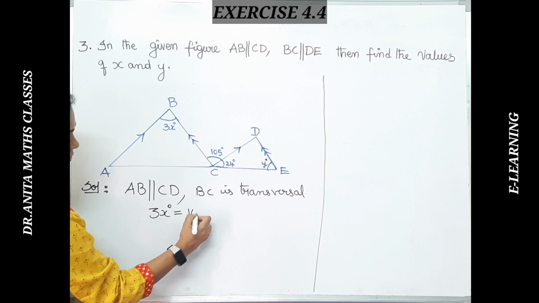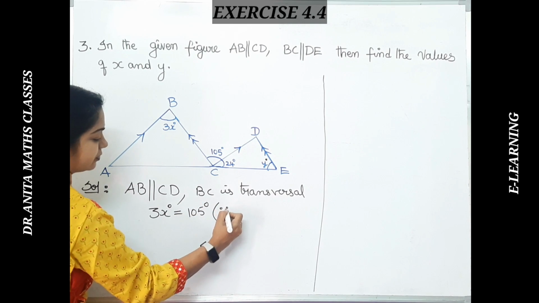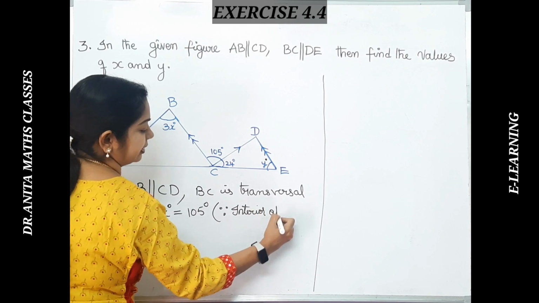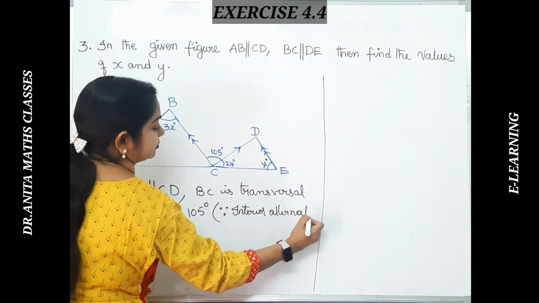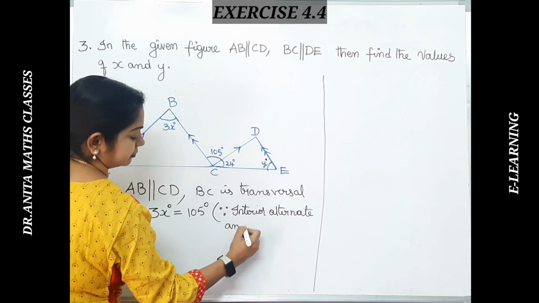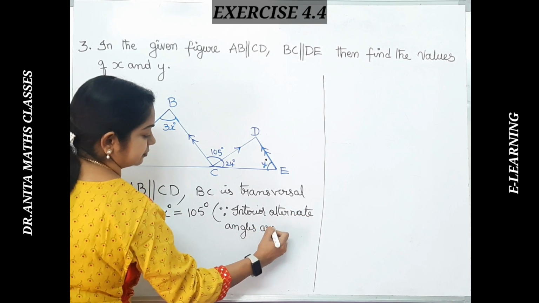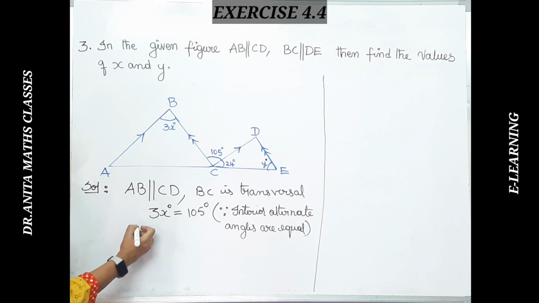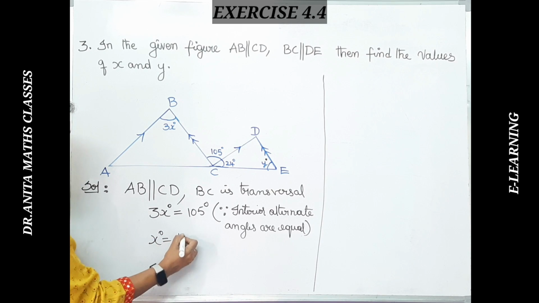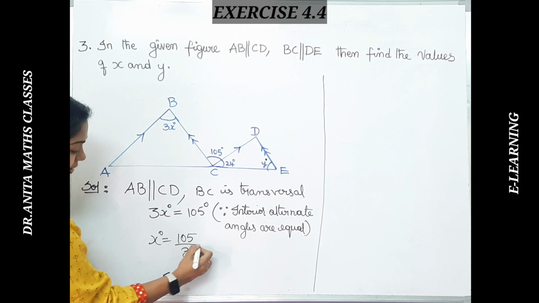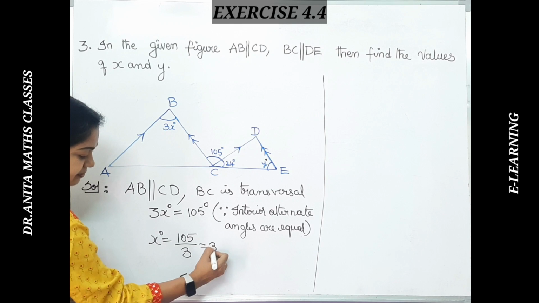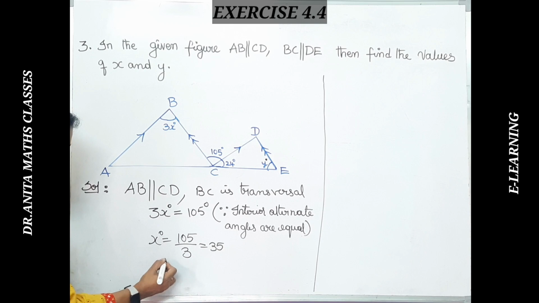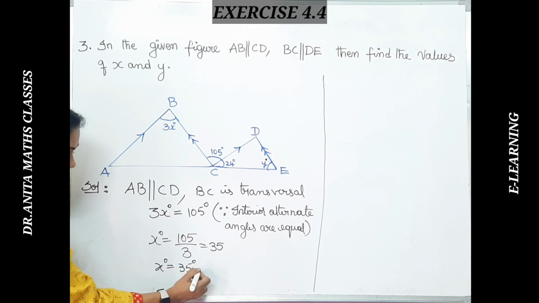Therefore 3x degrees is equal to 105. Why? Because interior alternate angles are equal. Right, so from here we can find x. This is 105 upon 3. So cancelling, 3 times 3 is 9, and 3 times 5 is 15. So 35 degrees. So x degrees we got as 35 degrees, right?